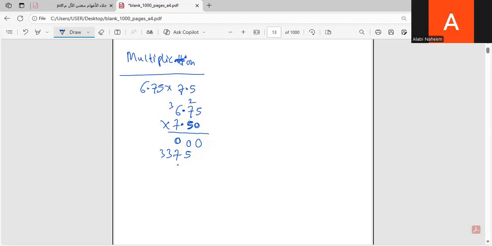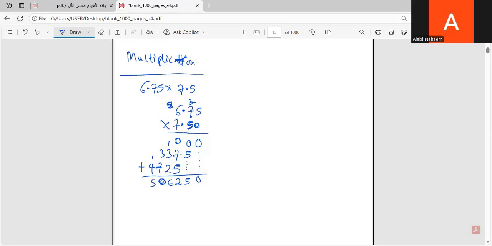That's how we multiply whole numbers normally. It's the same method we apply here. 7 times 5, 35, write 5 and carry 3. 7 times 7, 49, plus 3, 52, write 2 and carry 5. 7 times 6, 42 plus 5, 47. Then we now add. 0, 5. 7 plus 5 is 12, write 2 and carry 1. 1 plus 3, 4, plus 2, 6. 3 plus 7 is 10, write 0 and carry 1. 1 plus 4 is now 5.